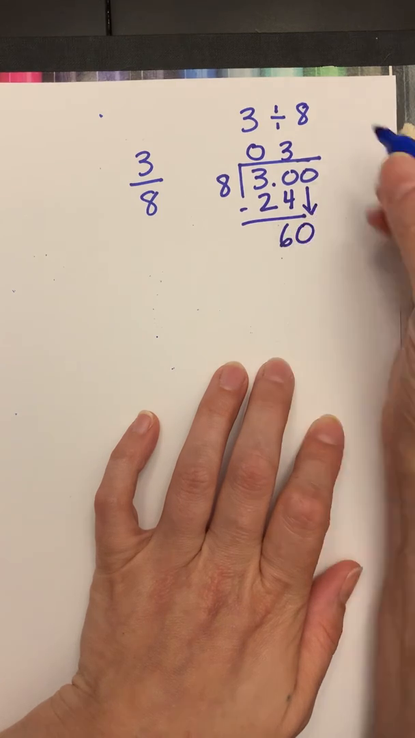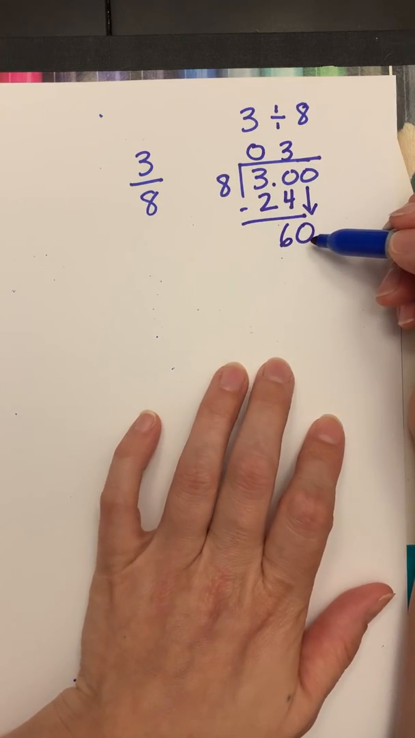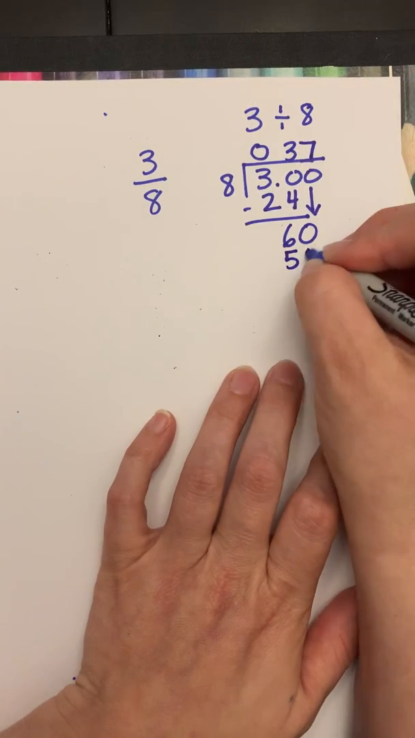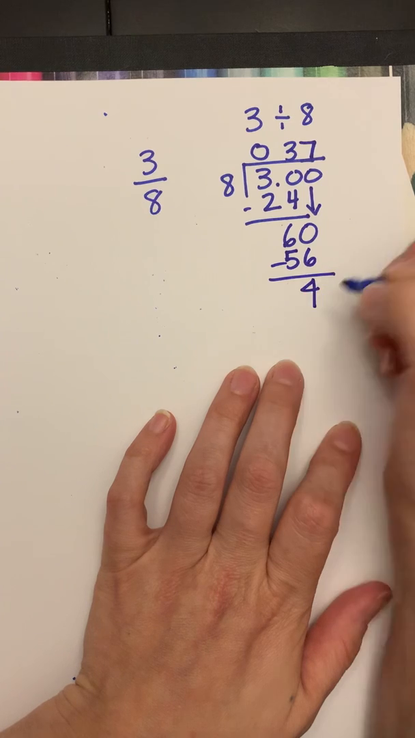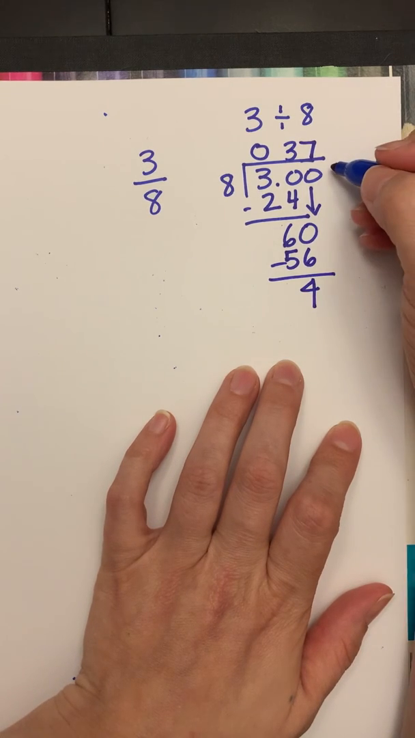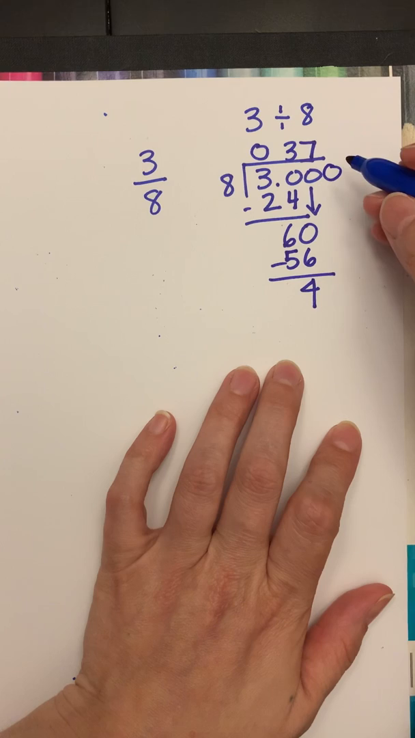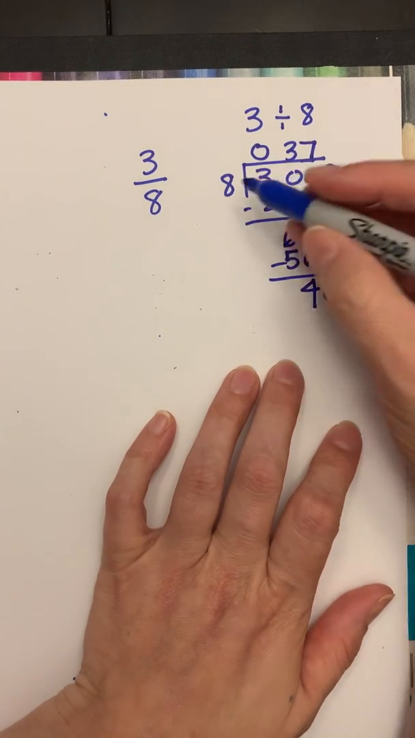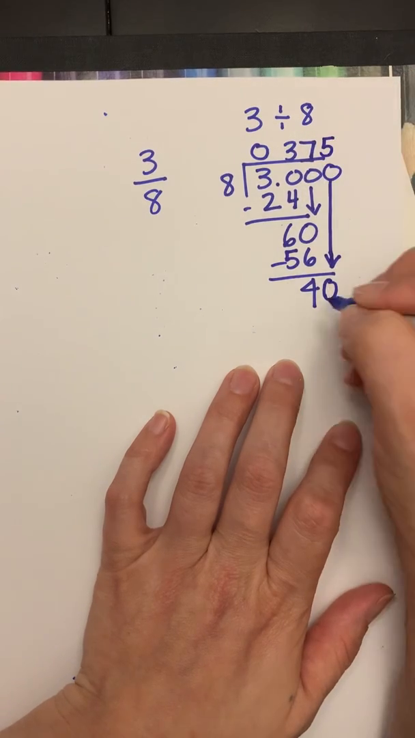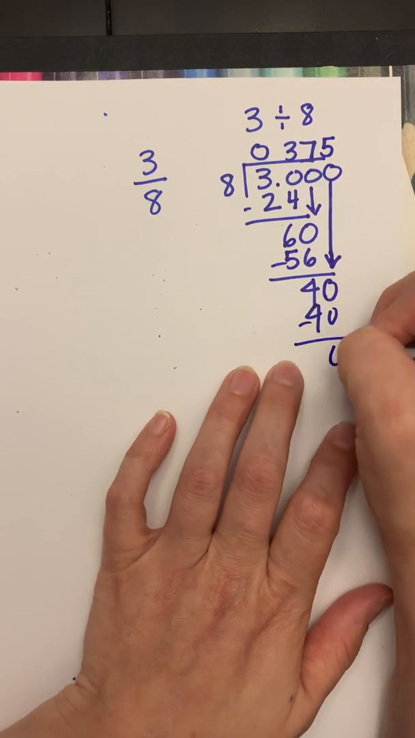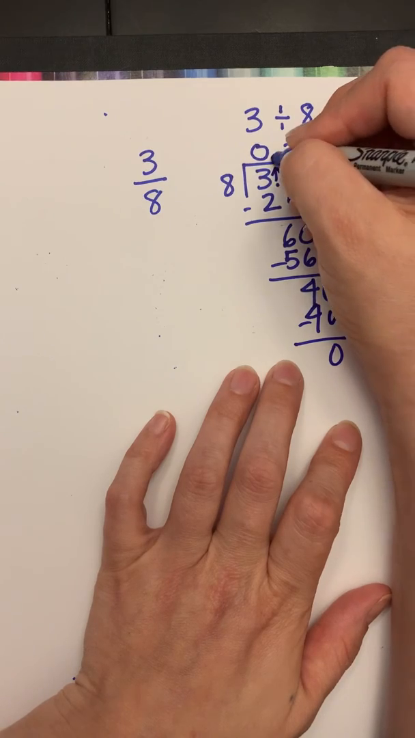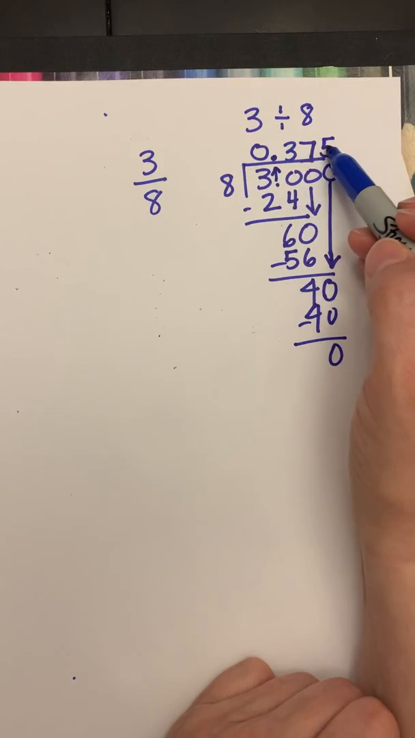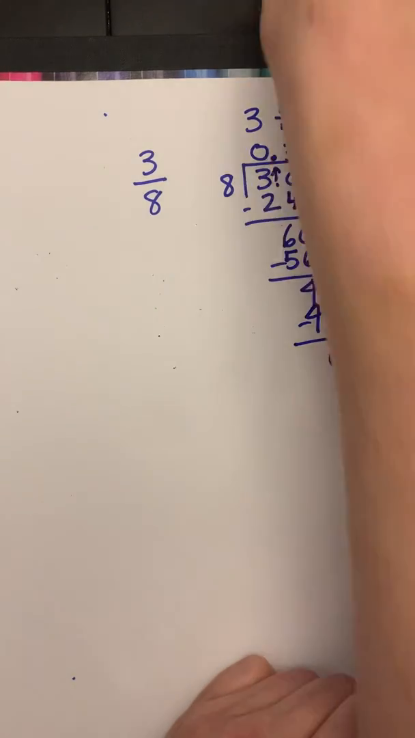Bring down our 0. 8 goes into 60 7 times. 8 times 7 is 56. Subtract, we get 4. We're still going to keep annexing a 0 because we like to figure out if our decimal division goes on forever, repeats, or stops. So 8 can go into 40 5 times, and that's beautiful because now we don't have a remainder. And I'm just going to bring up my decimal. So the decimal for 3/8 is 0 and 375 thousandths.